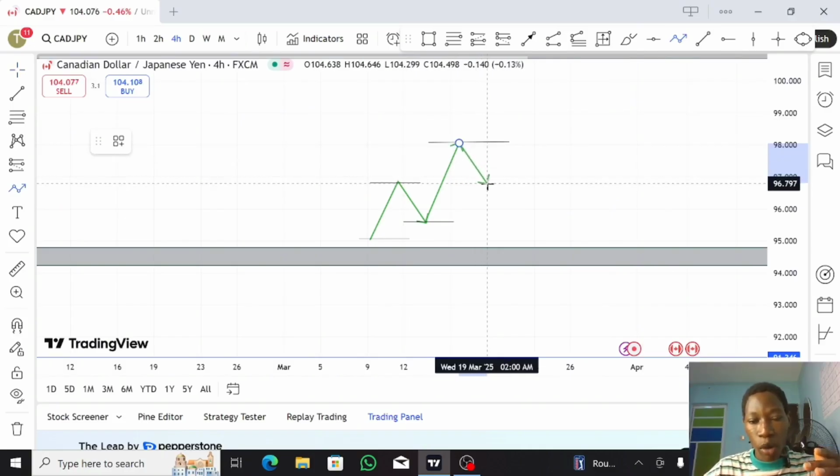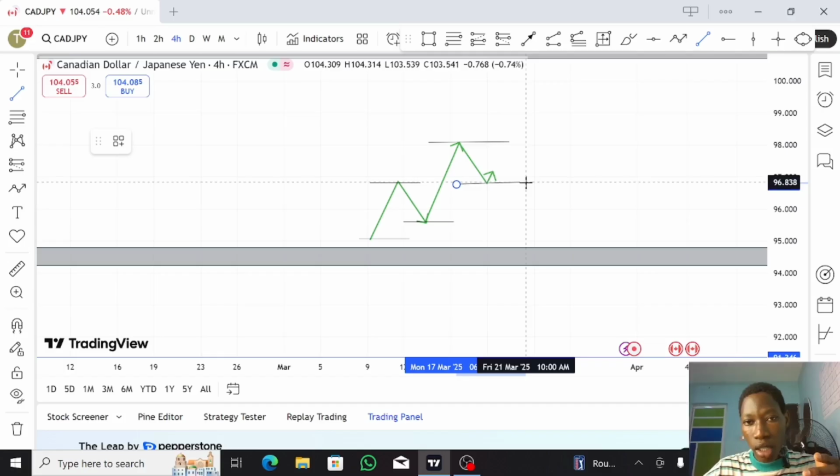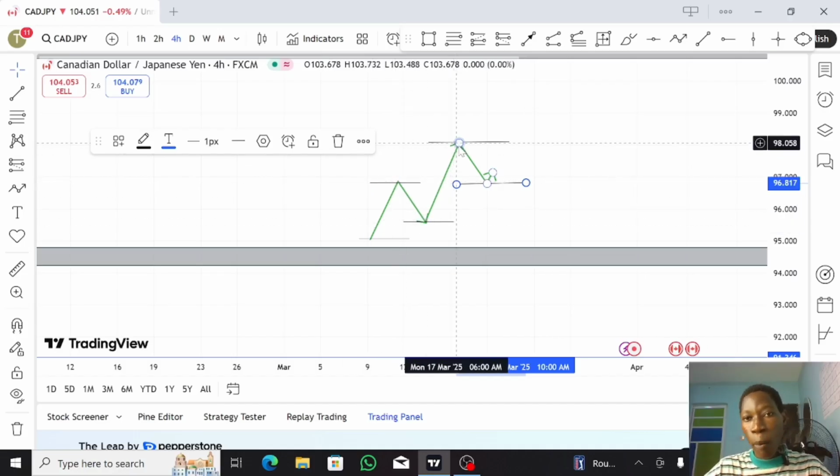So this point will be point E. This point here will be point E. So what we are focused on is point E to F. This is point E. So the next level will be point F. So point A, B, C, D. That's why it's called the ABCD pattern. This is point A, point B, point C, point D, point E.